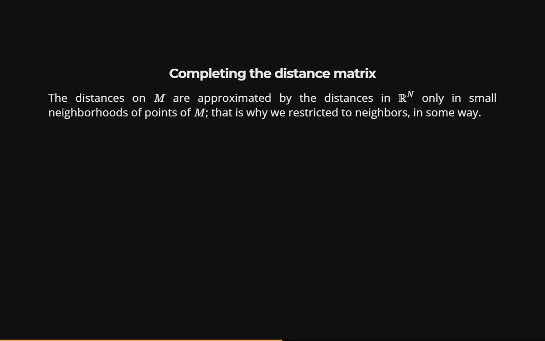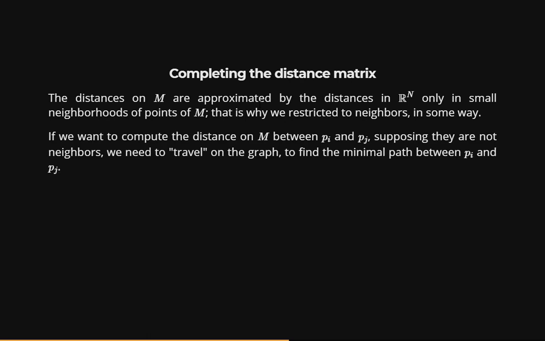Now, that's the main theme we started with. The distances on our manifold are approximated by the distance of the ambient, of the big Euclidean space, only in a small neighborhood of a point. This is why we looked only close by to every point. Now, if we want to compute distances on M, we have to travel through the graph from one point to the other and see what the shortest distance is.